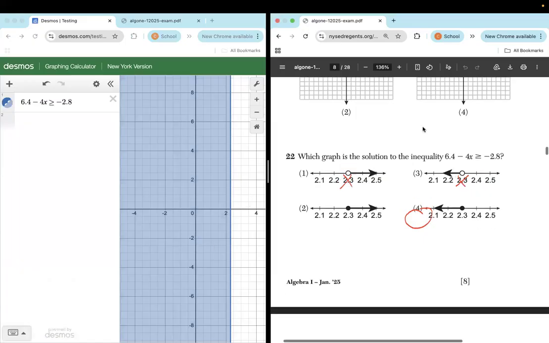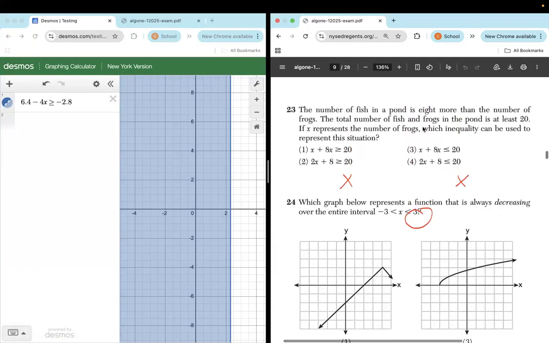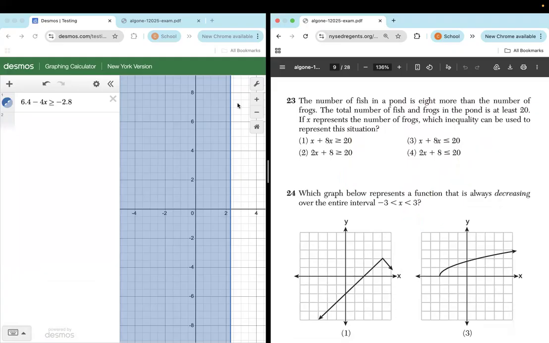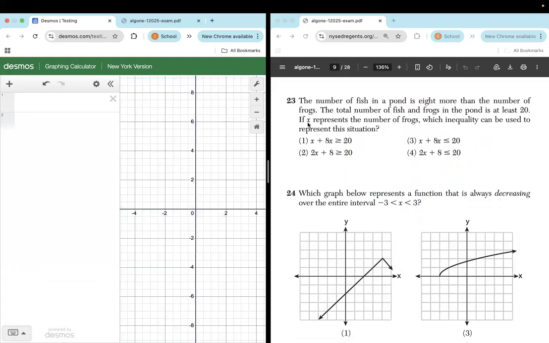Okay. Number 23. I love number 23. I don't know why. I think it's a great question. I also like fish and I like frogs.